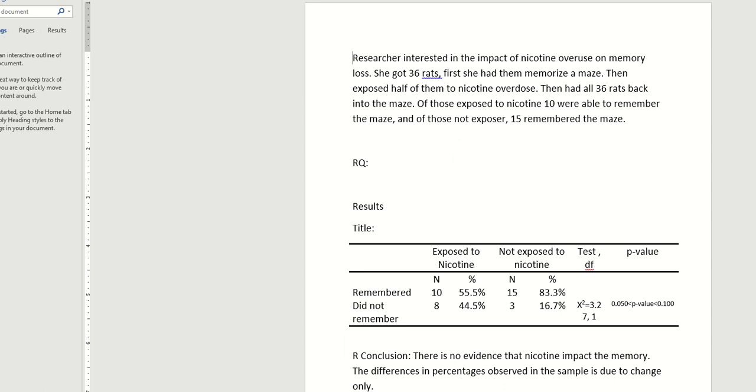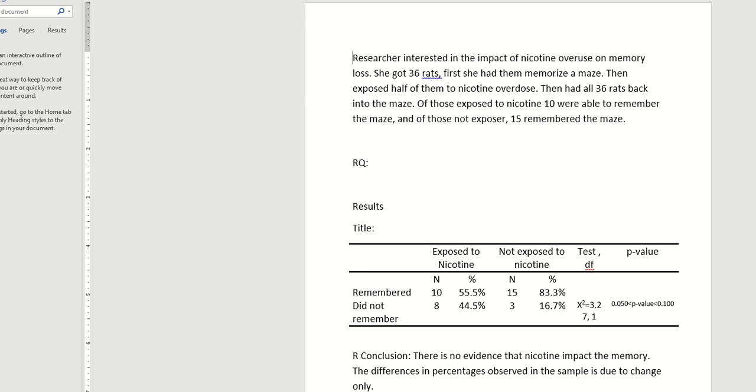There is this other exercise that is also on the blackboard, and it reads: a researcher is interested in the impact of nicotine overuse on memory loss. She got 36 rats. First, she had them memorize a maze, and then exposed half of them to nicotine overdose. Then she put all 36 rats back into the maze. Of those exposed to nicotine, 10 were able to remember the maze, and of those not exposed, 15 remembered the maze. Okay, so think about it this way.